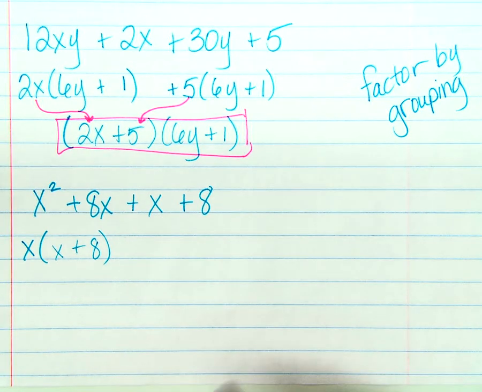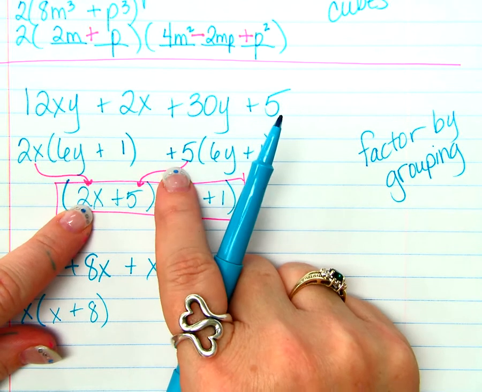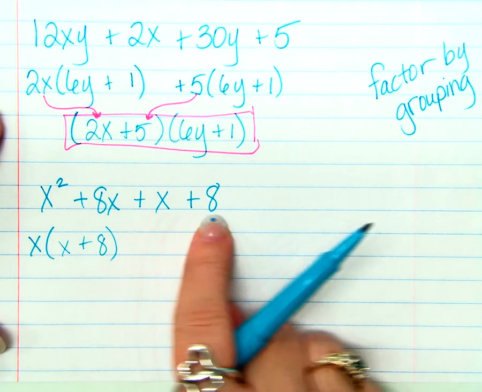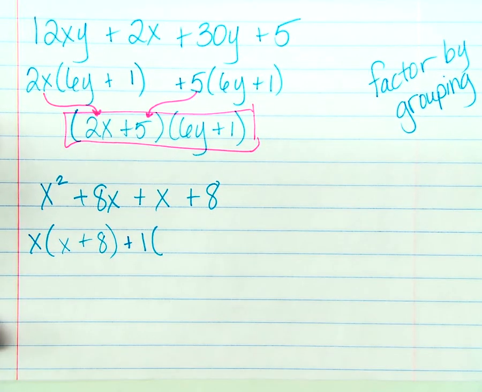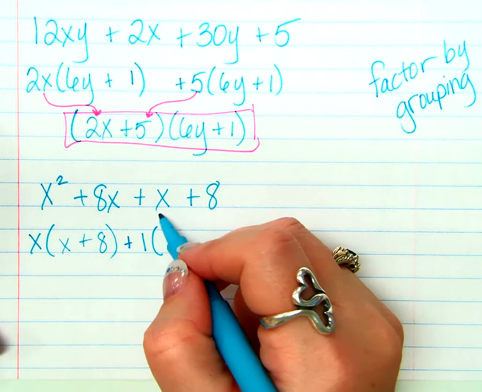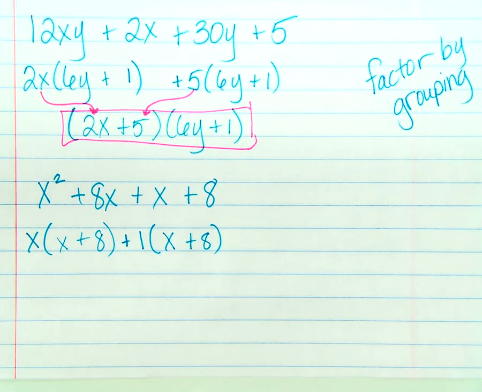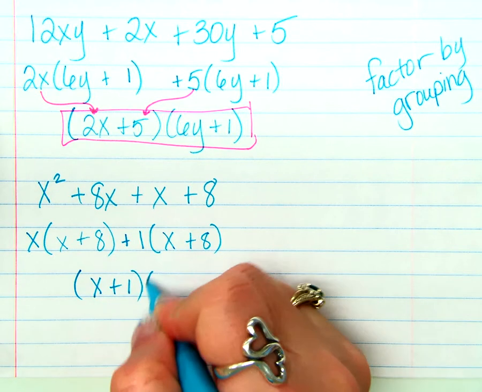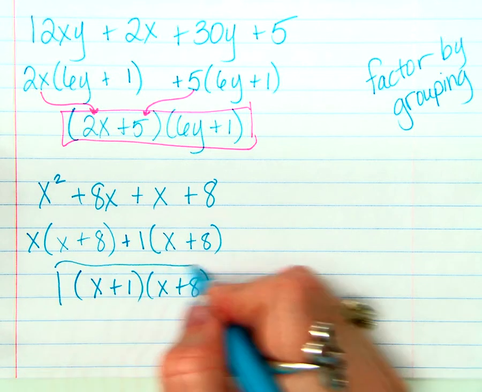Yes, but I also know in order to write this first parentheses with the two things I factored out, I have to factor something out. What do these two things have in common? Even if it's only one, I have to factor something out. When I divide each of these terms by 1, I get x plus 8. Are my parentheses the same? Then tell me the answer. X plus 1 times x plus 8. That is the answer.